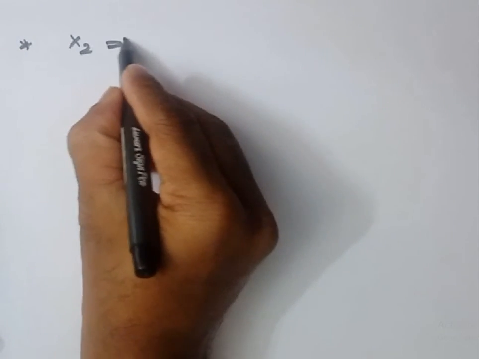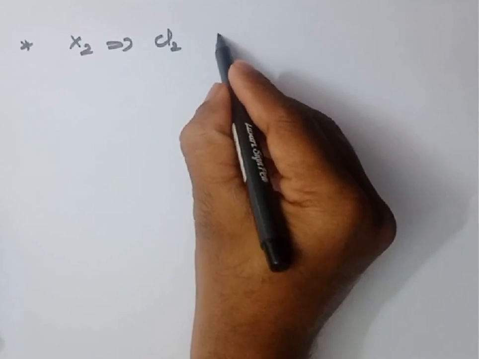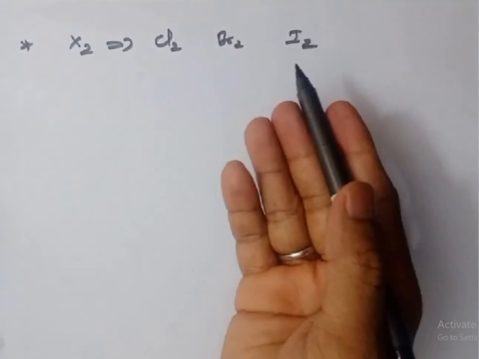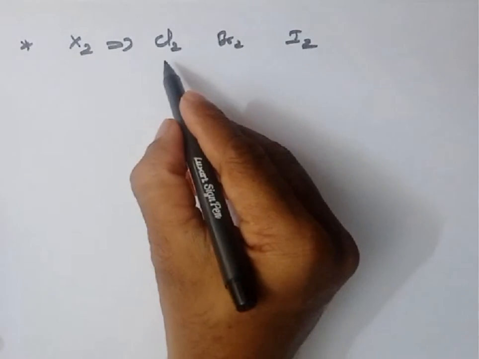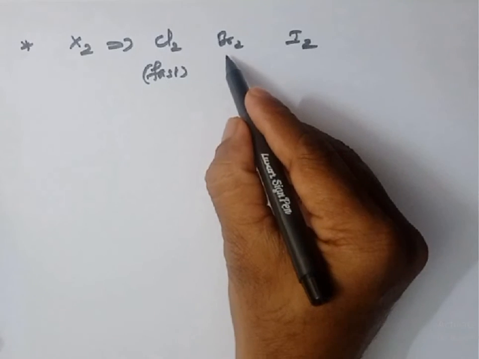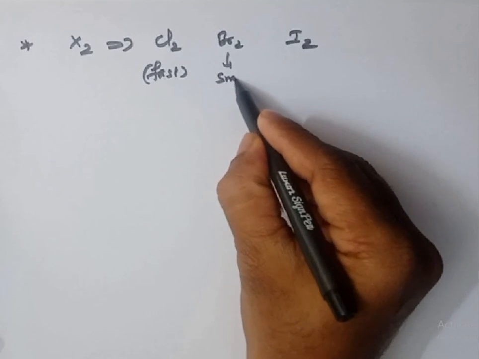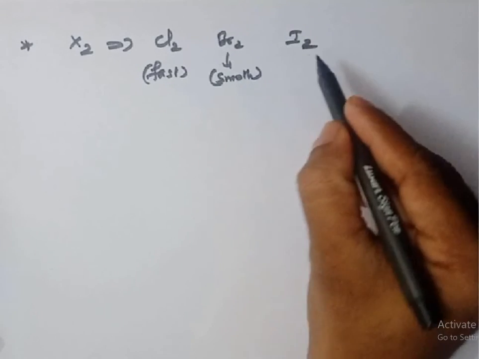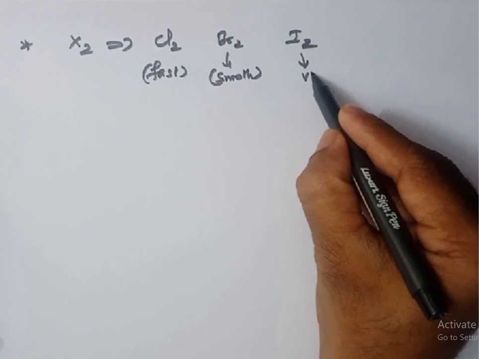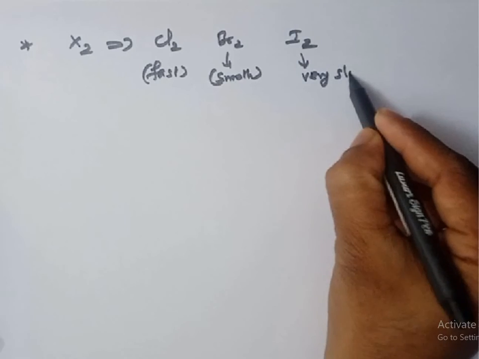Now students, observe this carefully. In this reaction, the halogen that you use may be chlorine or bromine or maybe iodine. You can use chlorine, you can use bromine, you can use iodine. With chlorine, the reaction occurs faster. With bromine, the reaction occurs smoothly. With iodine, the reaction is extremely slow. Very, very slow.